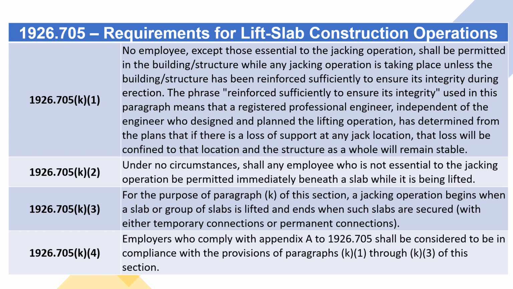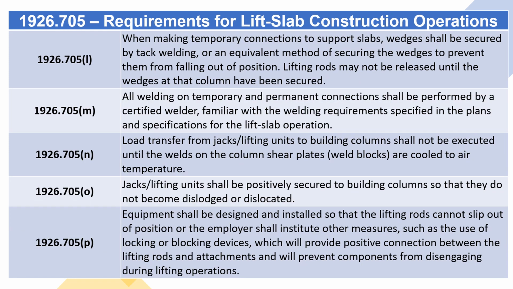1926.705(k)(4): Employers who comply with Appendix A to 1926.705 shall be considered to be in compliance with the provisions of paragraphs (k)(1) through (k)(3) of this section. 1926.705(l): When making temporary connections to support slabs, wedges shall be secured by tack welding, or an equivalent method of securing the wedges to prevent them from falling out of position. Lifting rods may not be released until the wedges at that column have been secured.